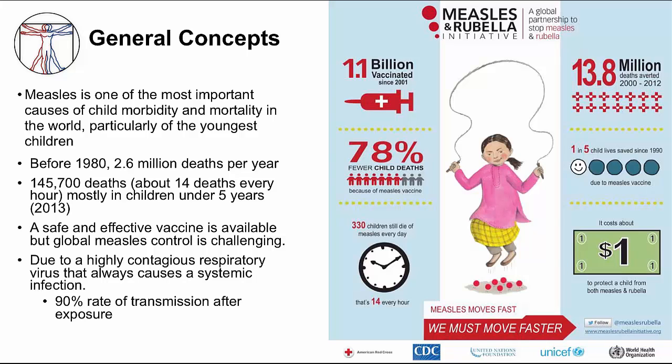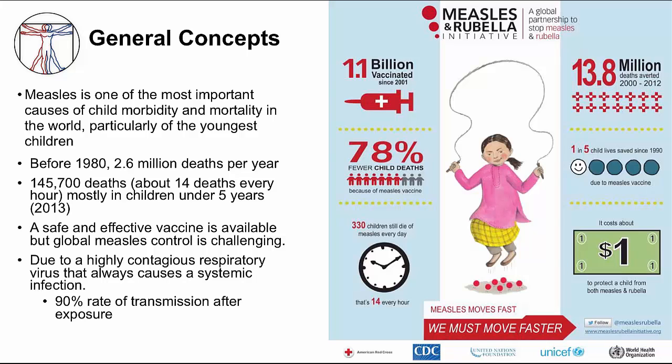It's an infection that hits infants and young children the hardest, and worldwide, measles is one of the most important causes of child morbidity and mortality. Before widespread immunization began in 1980, there were 2.6 million deaths per year. Most of these were babies and young children.